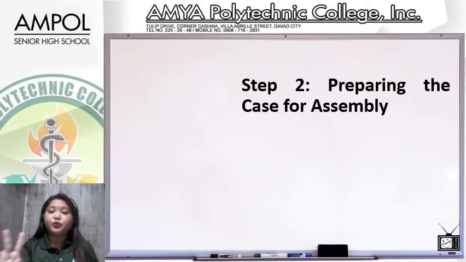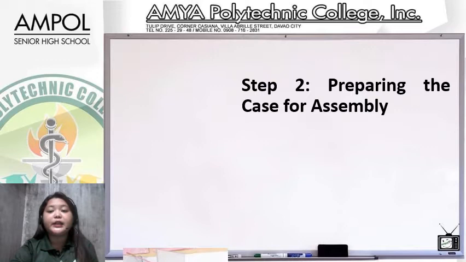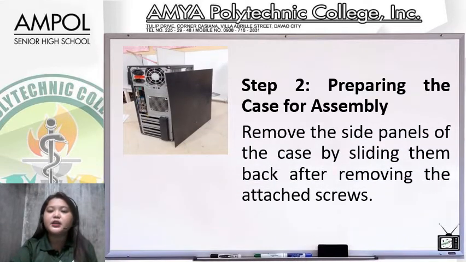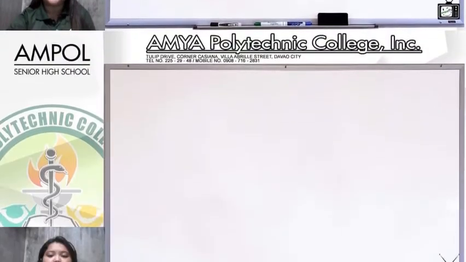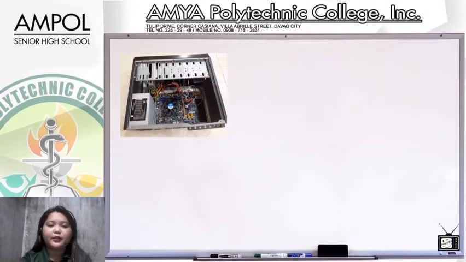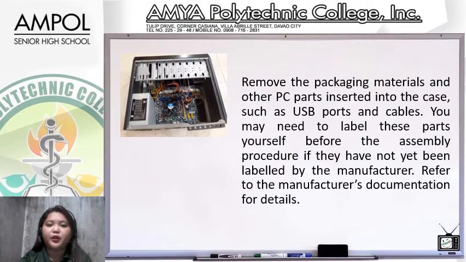Step 2: you're going to prepare the case for assembly. So this is the case. You have to remove the side panels of the case by sliding them back after removing the attached screws.